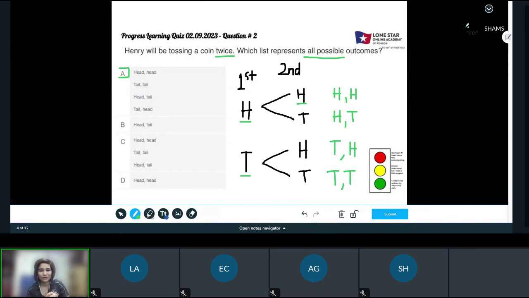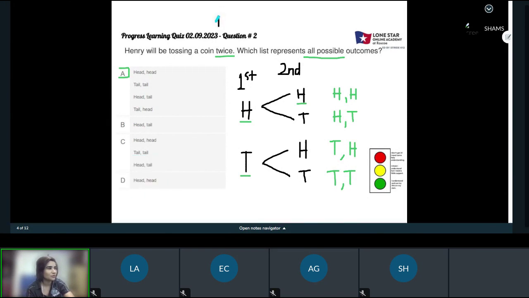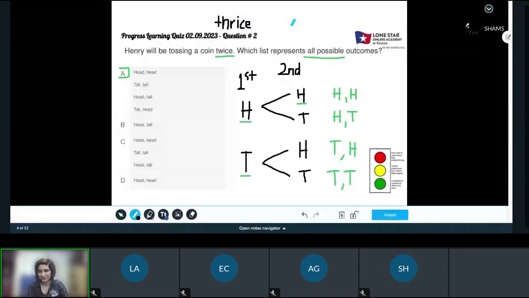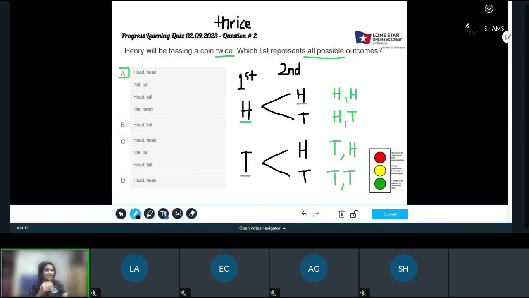I'm going to pause here and take it to another level. If this question was talking about 3 tosses, here it says twice, right? If they were talking about 3 tosses, not twice but thrice, could you have extended this tree to show 3 tosses? Because on my assessment, sometimes I can even give you 3 tosses. In your mind, do you see how you could have extended the branches for 3 tosses? This is a possibility. I'm just letting you know.